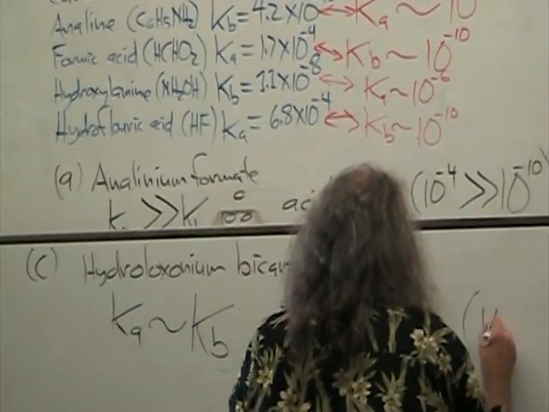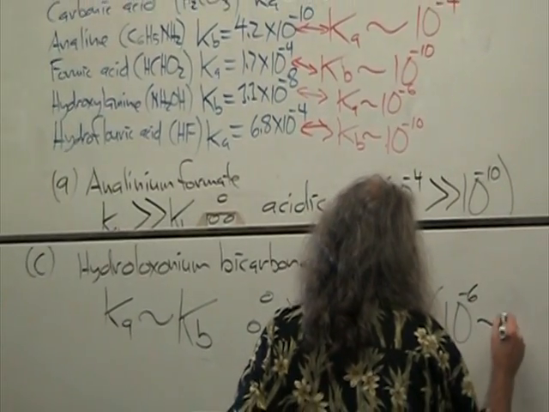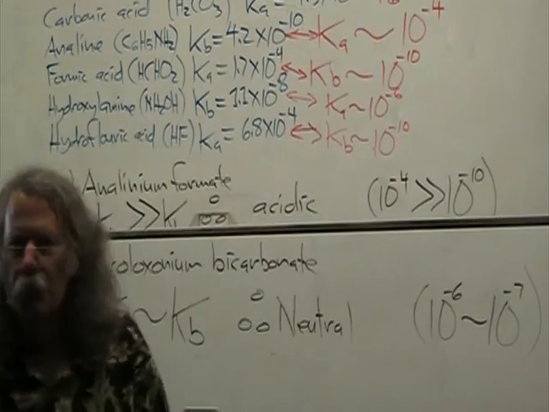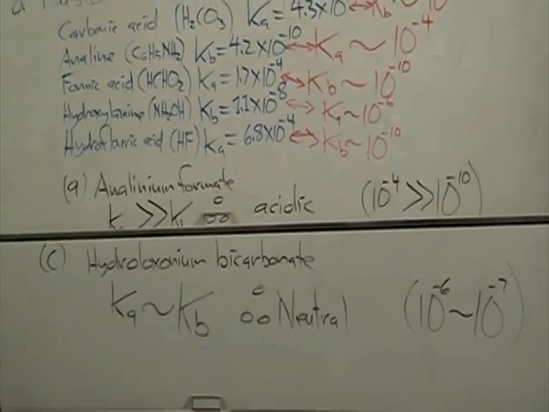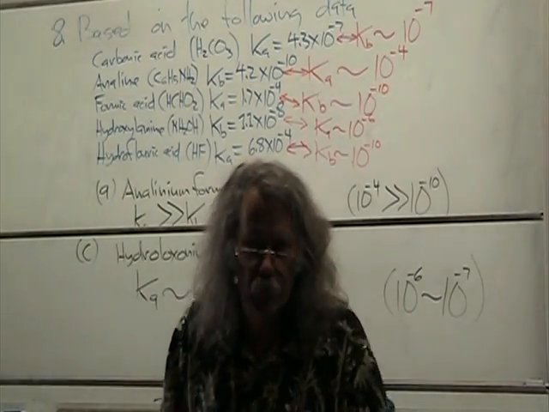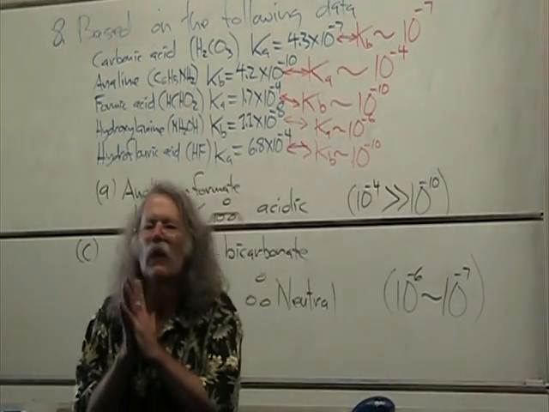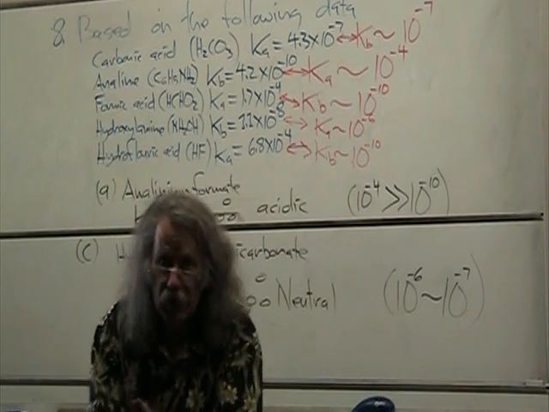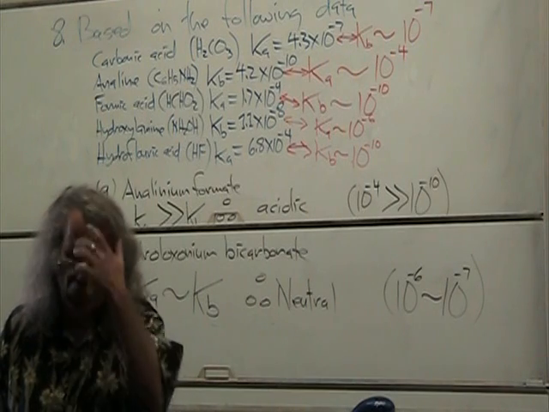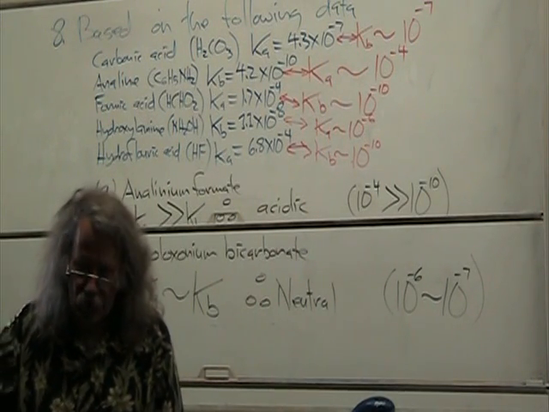And that's because 10 to the minus 6 is around equal to 10 to the minus 7. That's too close to call. Yeah. So if the conjugate acid is smaller than the conjugate base and you divide and it's greater than 100, it's basic? Okay, if it's smaller than the conjugate base. Yes, exactly. You take the K for the conjugate.